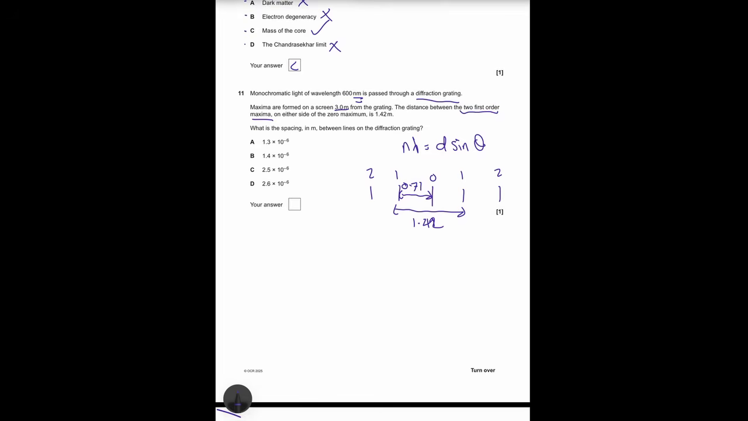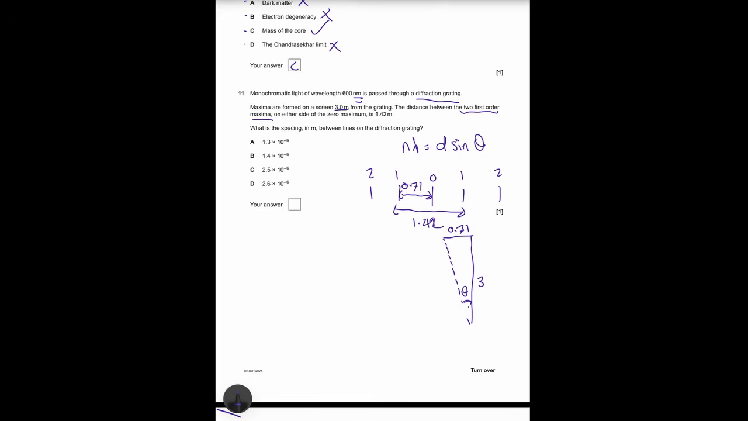Well, I've got n, I've got lambda, I'm looking for d. I haven't got sine theta. How am I going to get sine theta? Well, it tells me that the distance to the screen is 3. The one that I've just worked out is 0.71. So I should be able to work out what that angle is now. So I'm looking for this angle, which is theta.